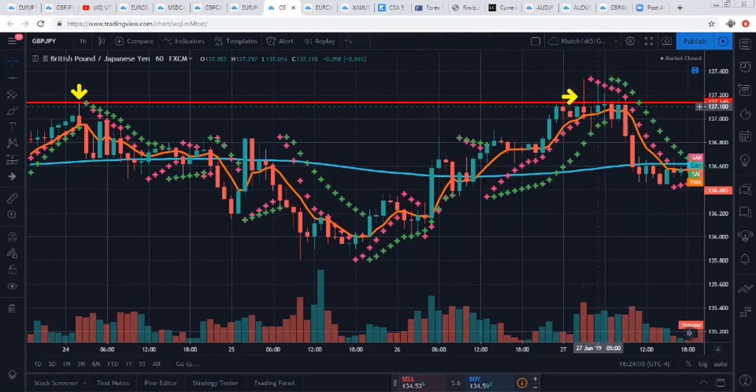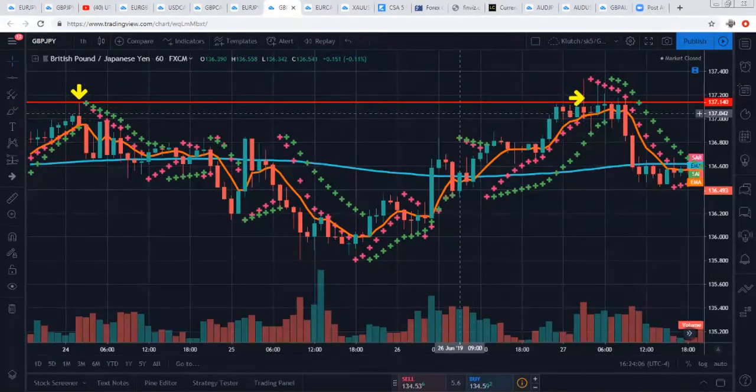That candle right there, this one right here, activated the trade. Y'all see that? Yeah. And guess what happened? It dropped. Did it give you your 20 pips?